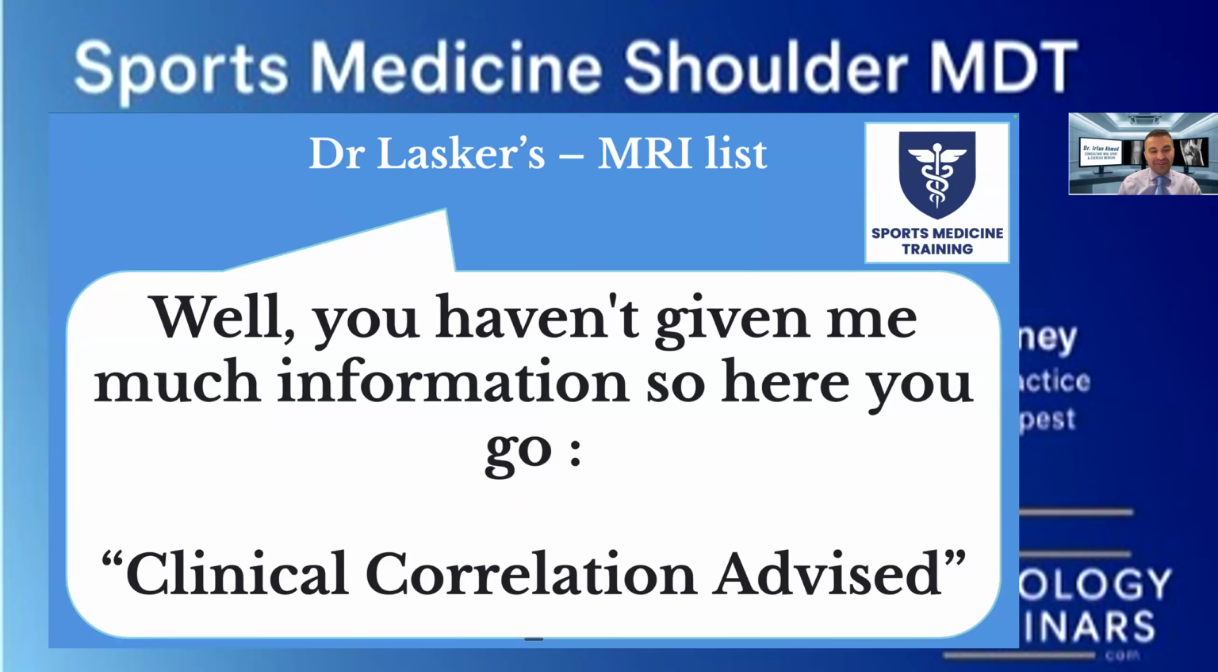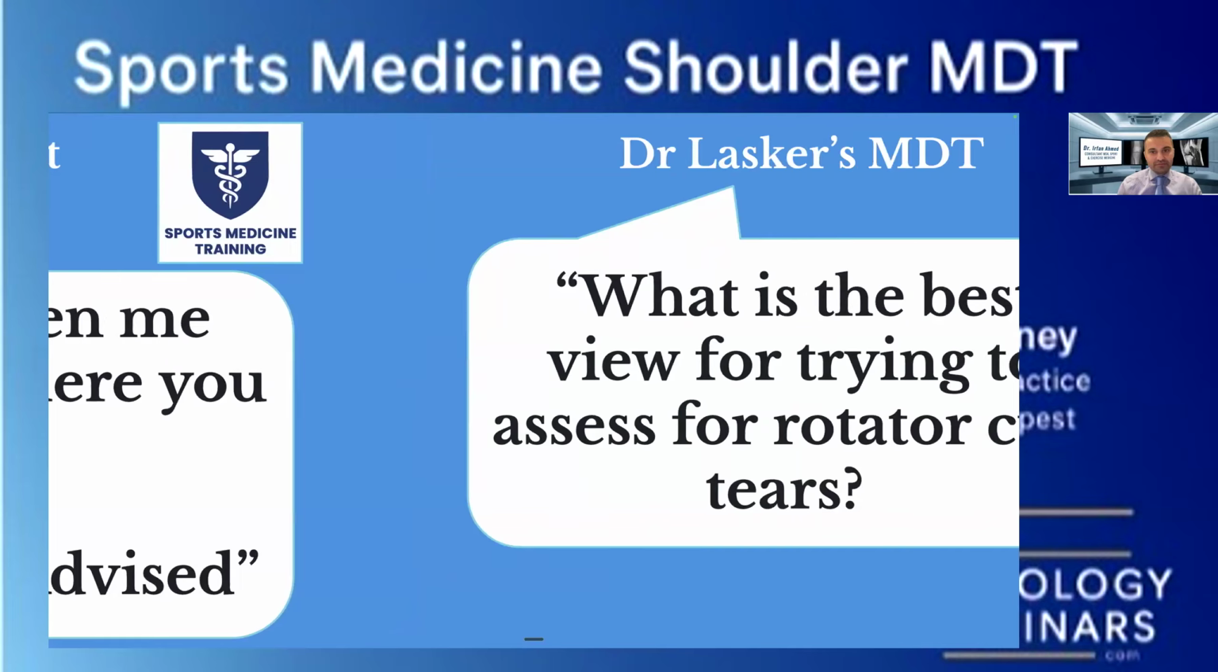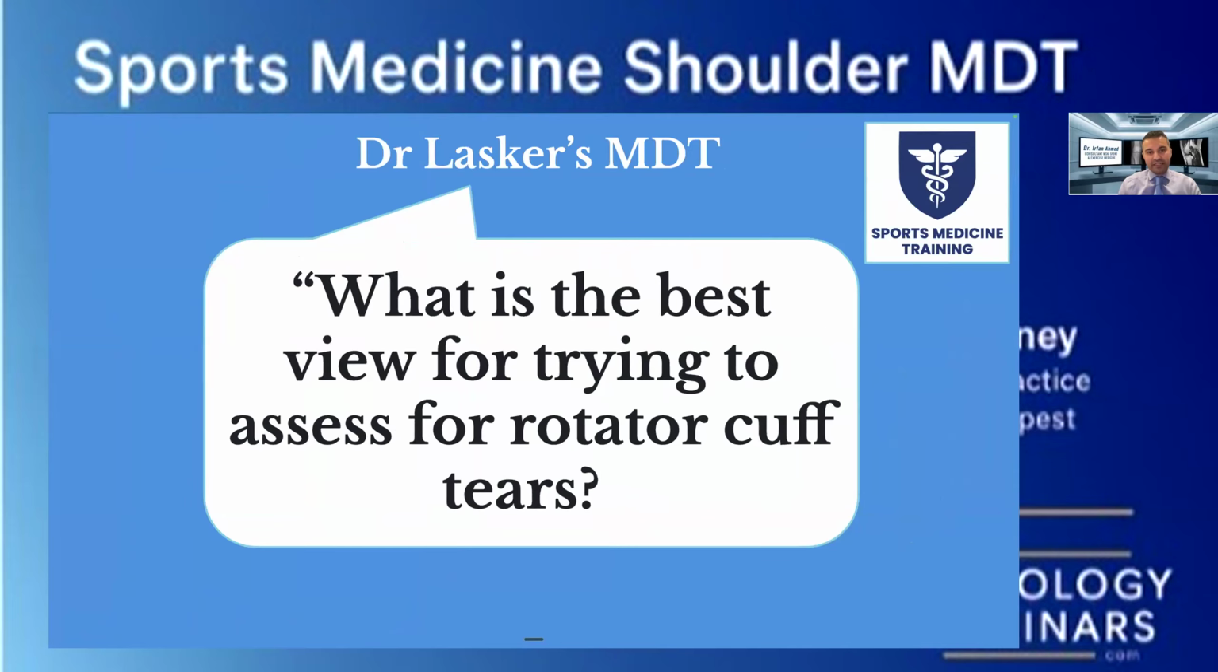It often comes back with clinical correlation advised. But the question is, if you go to the next one, what's the best way, particularly when you're learning, for trying to assess for rotator cuff tears? And bearing in mind, people often get tears, tendinopathy. Is it a tear? Is it not a tear? What's the best view? And what's your tip for anybody who's learning in the sports medicine clinic, learning to understand how to interpret MRIs of the shoulder?